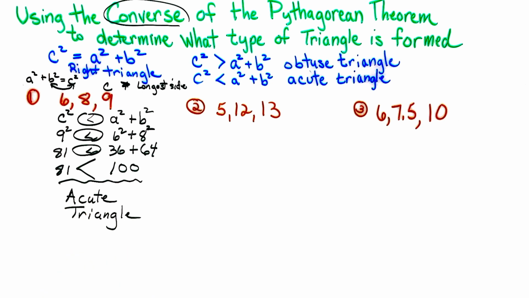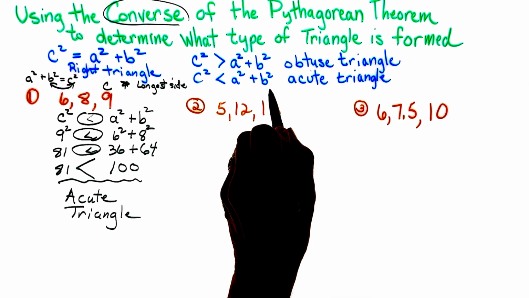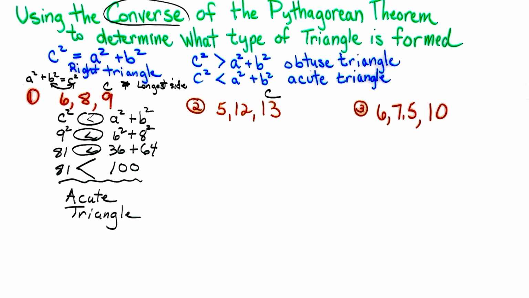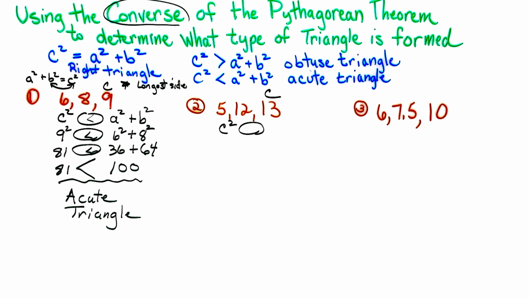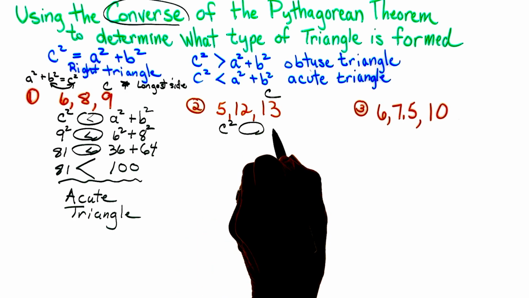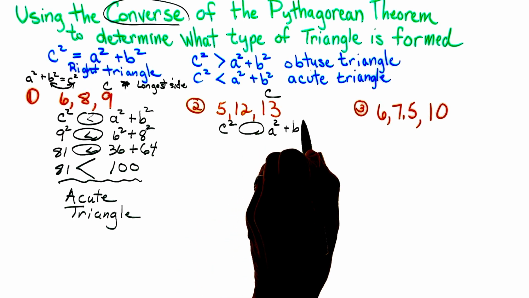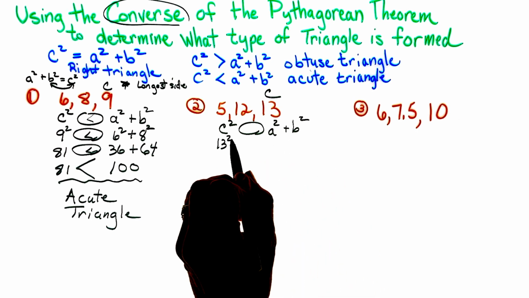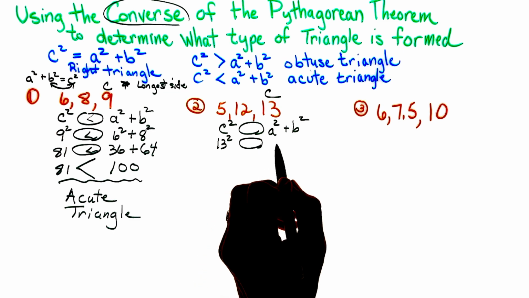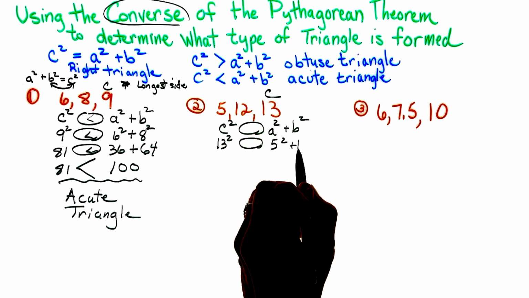All right, let's look at the second one. Again, I'm going to identify the longest side, and here it is, so that has to be my letter C. So again, I'm writing c squared, I do not know the symbol I'm going to put there, a squared plus b squared. This is my C: 13 squared, don't know my symbol yet, 5 squared plus 12 squared.